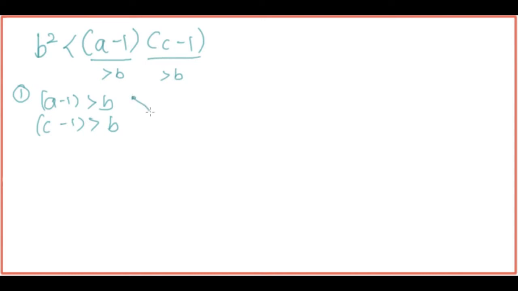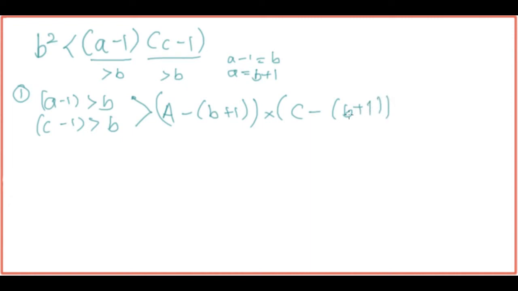So how many ways can I have this? If a minus 1 equals b, then a equals b plus 1, right? So this should be greater than b plus 1, right? So I will just subtract b plus 1 from this, into capital C minus b plus 1, right? This will give me the part where a is greater than b and c is also greater than b, right?